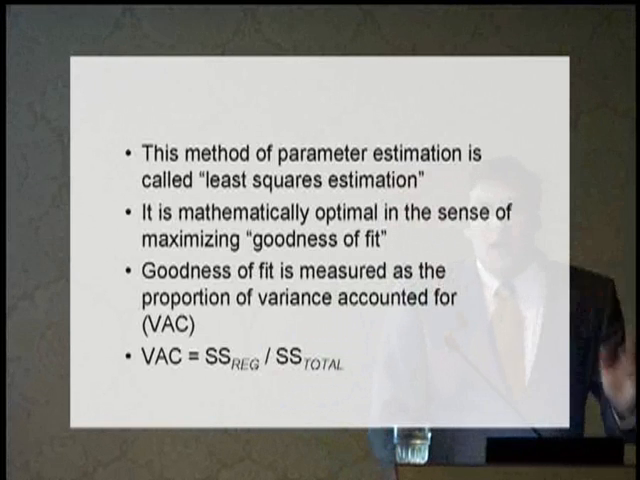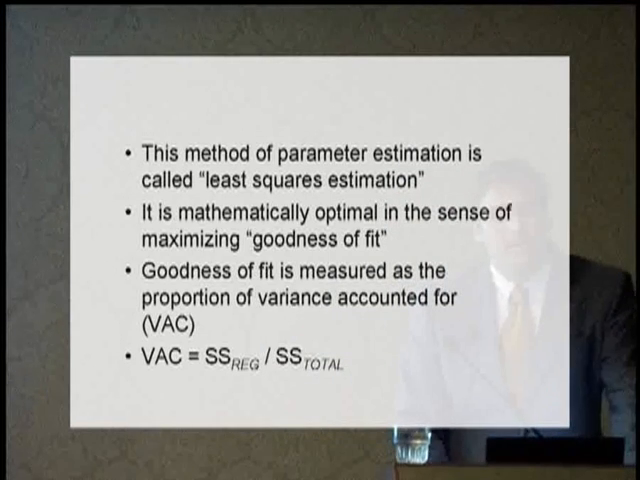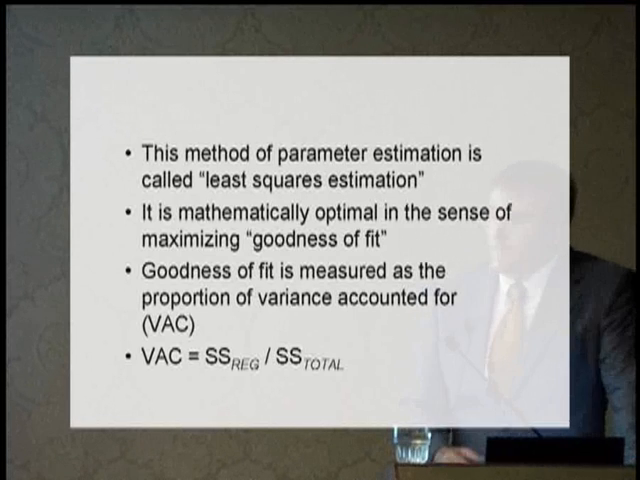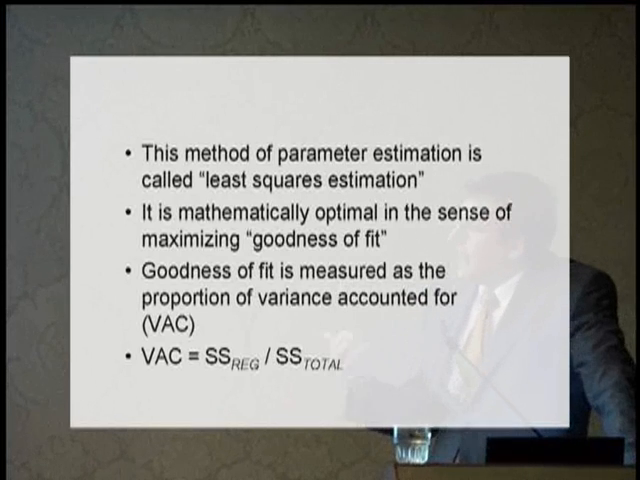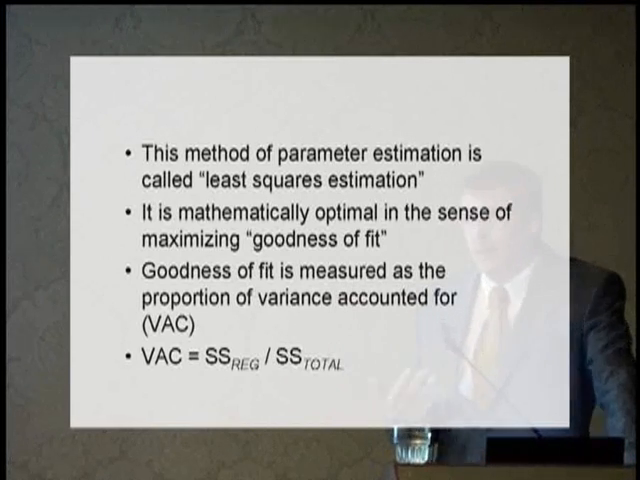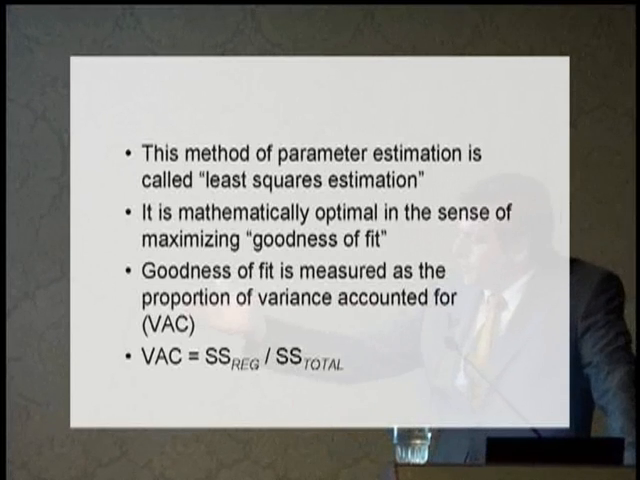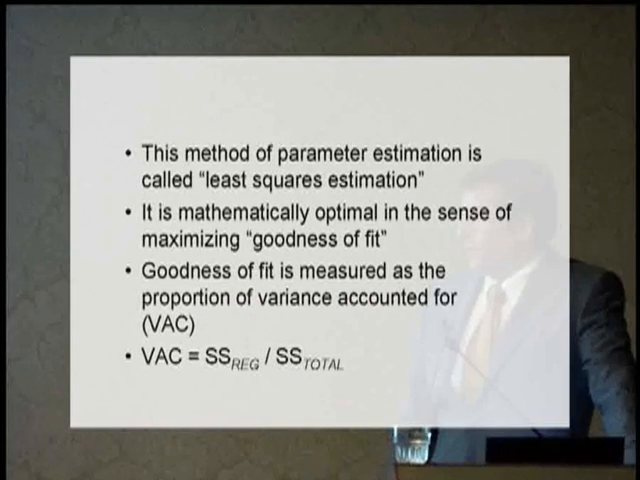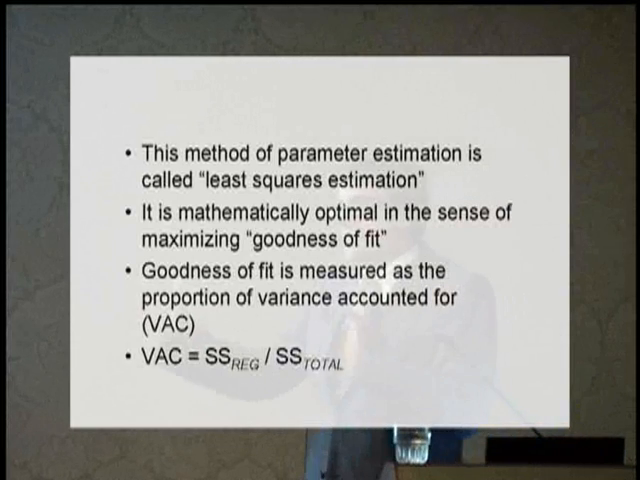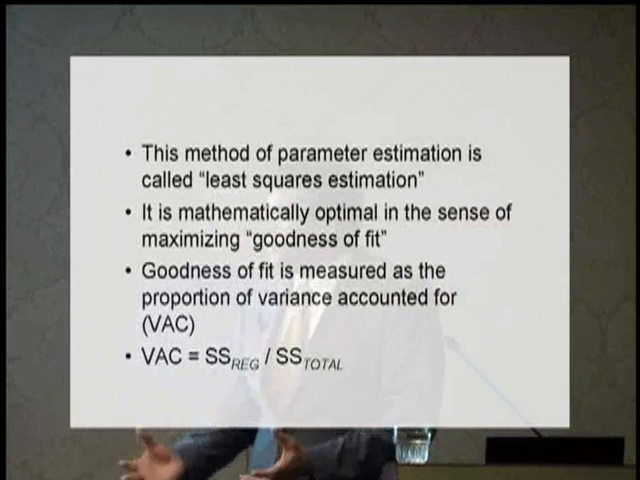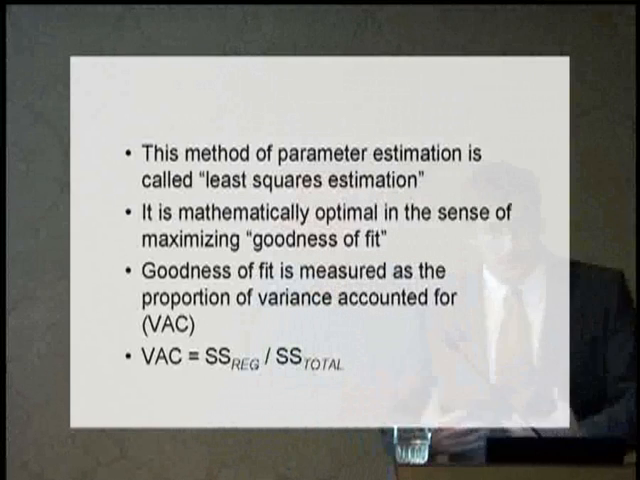It's mathematically optimal in the sense that the goodness of fit of the regression line to the data is maximized. And we measure the goodness of fit as the proportion of variance accounted for, or VAC. That's just the sum of squares regression divided by the sum of squares total. So it's how much variance the regression line, the model, accounts for as a proportion of the total variance. That's the goodness of fit.